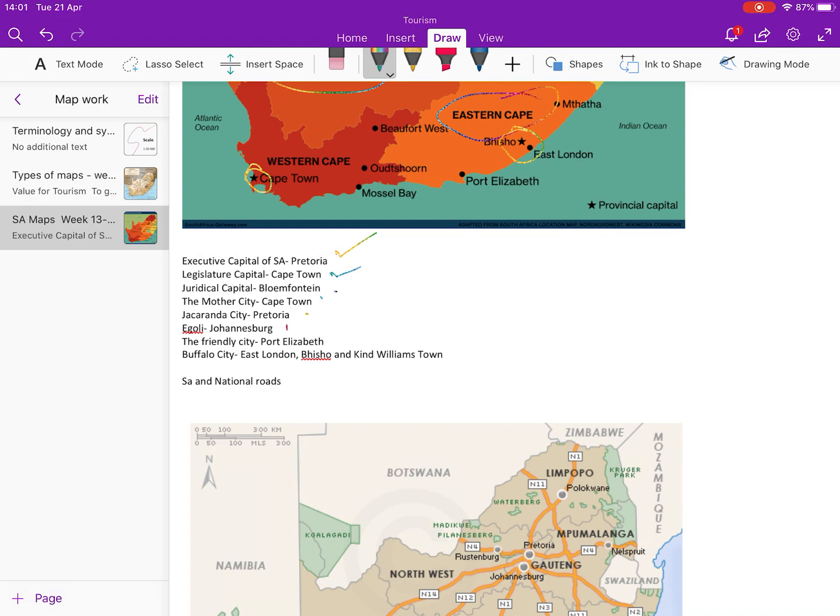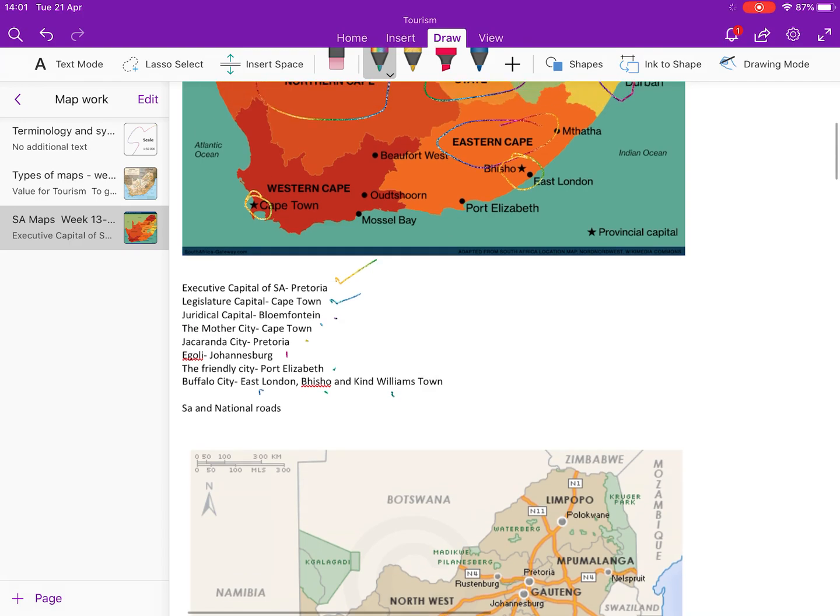Egoli, which means the city of gold, is Johannesburg. The friendly city is Port Elizabeth. And the Buffalo city consists of 3 towns together, East London, Bisho, and King Williamstown. These 3 together form the Buffalo city.